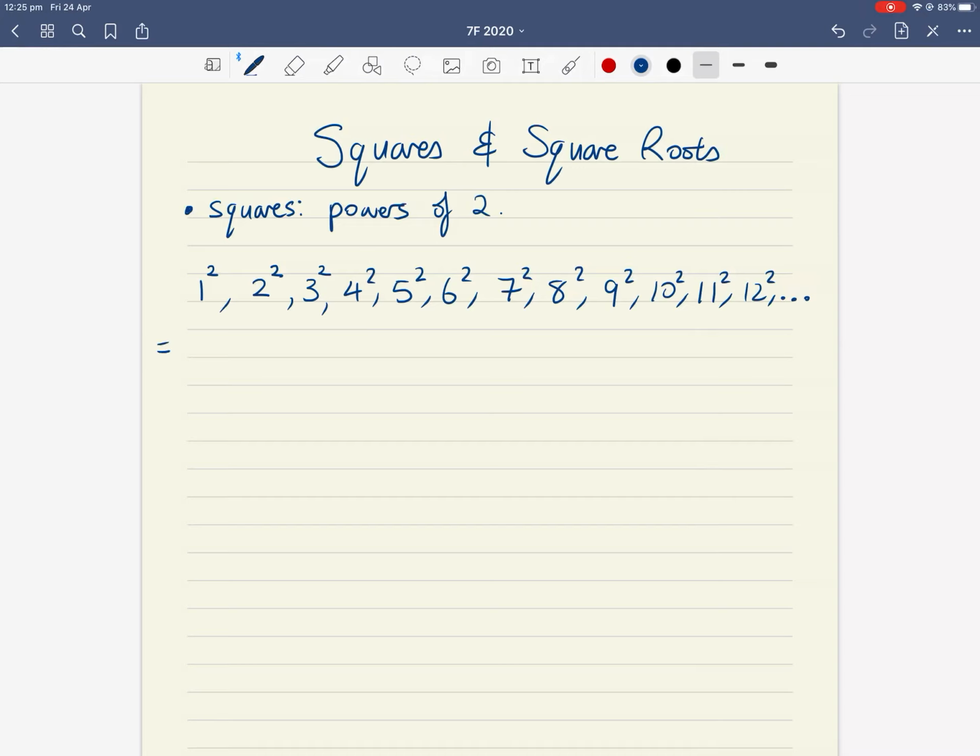So if you say, what is 1 squared? Well, 1 squared, remember, is 1 times 1. So 1 times 1 is 1. 2 squared is 2 times 2, which is 4. 3 squared, 3 to the power of 2 is 9. 4 squared is 16. I'm just going to align that again. So 3 squared is 9. 4 squared is 16. 5 squared, 5 times 5, 25.